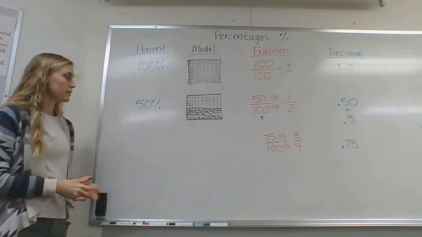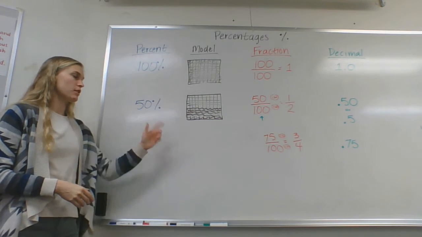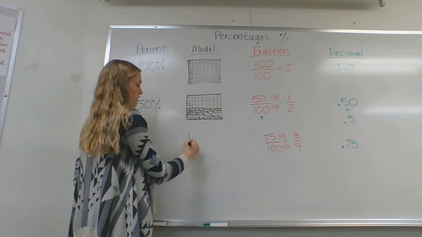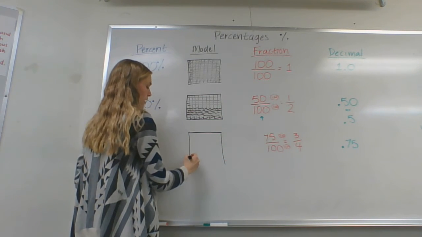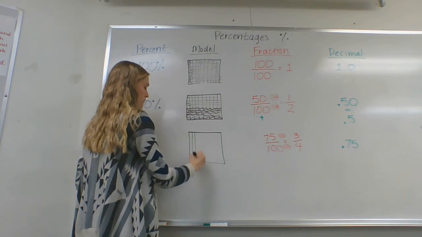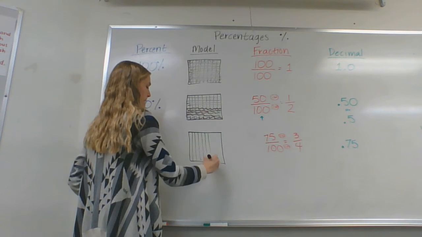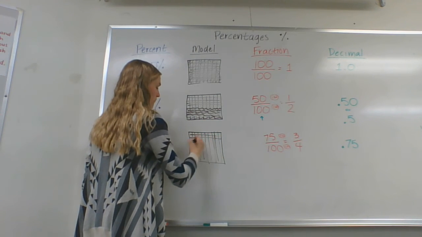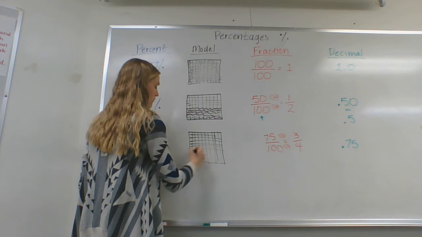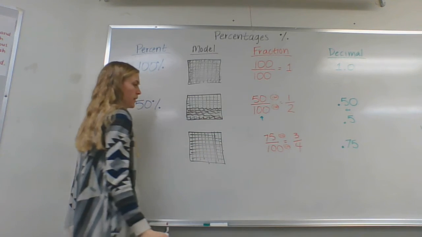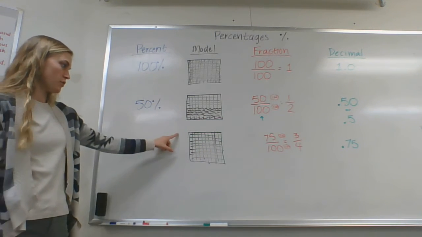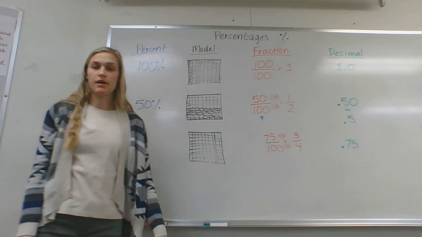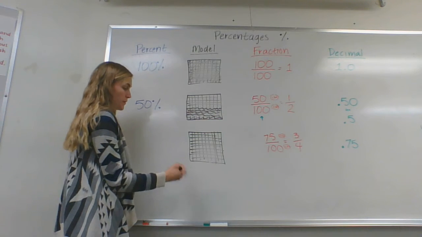All right. So now we can go to either one really, but let's do the model next. We have a 100 square model. How many would we fill in of our 100 squares? Well, we'd look to our fraction for that. 75 out of 100. So there's a couple different ways to fill it in.